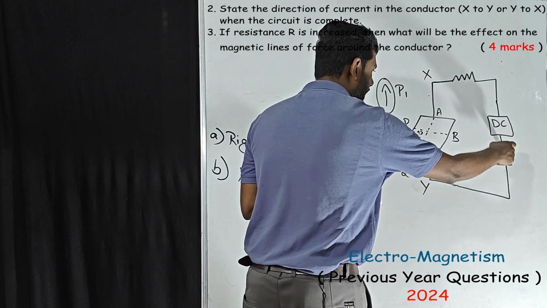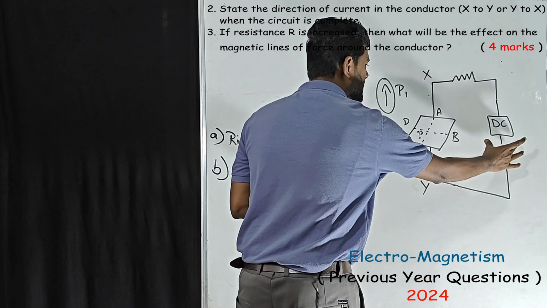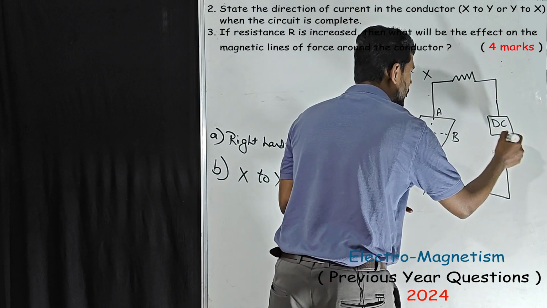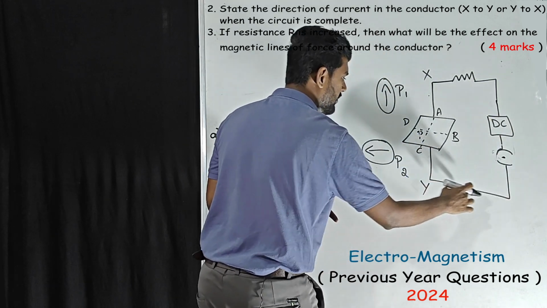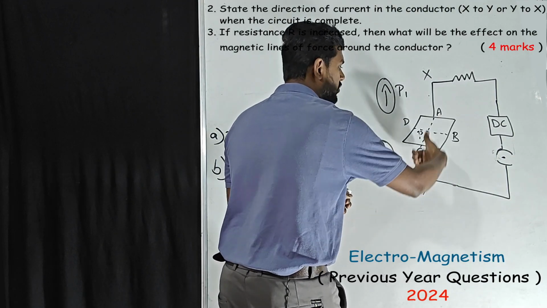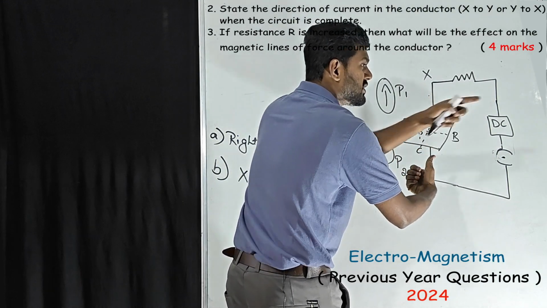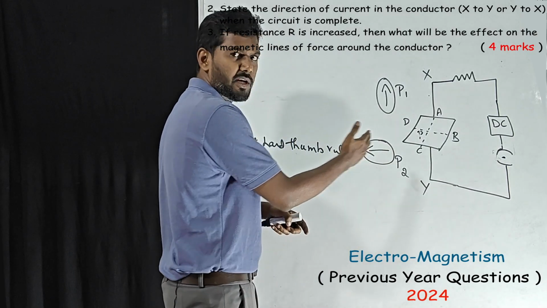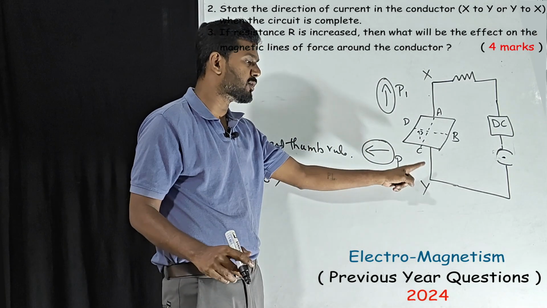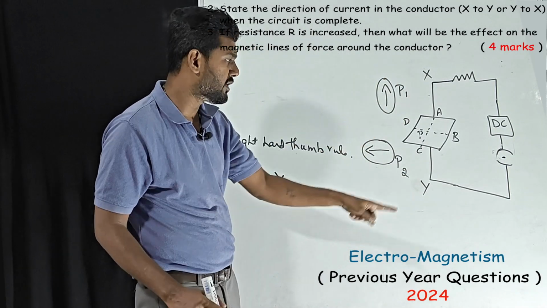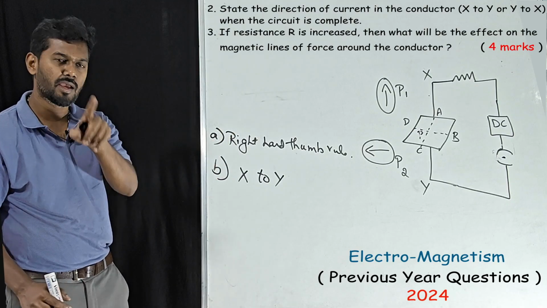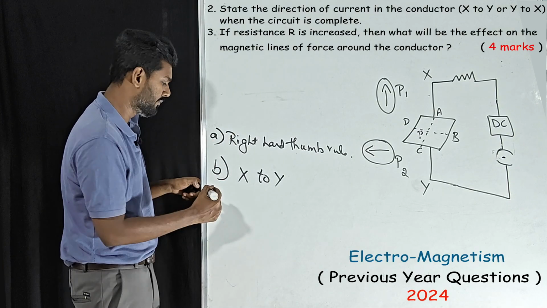Assume the current is coming from here. This is the plus side, positive, and this side is negative. The current will flow from here. Now the current is moving up. So if it is moving up, see the direction of magnetic field, it is towards right, but according to the question it is towards left. So definitely it is not moving from Y to X. If not Y to X, then it will be X to Y. This is how we are finding.